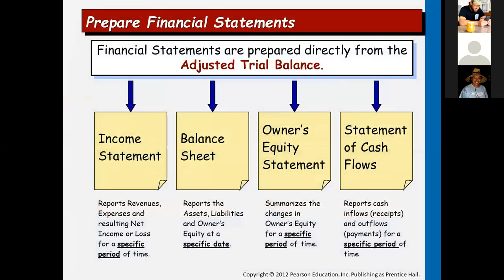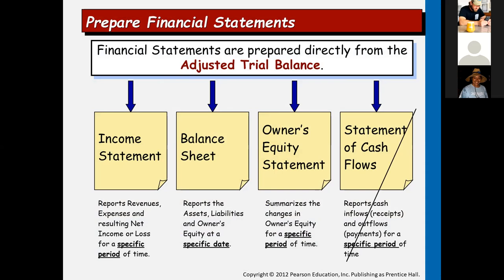So the financial statements are the reports that summarize everything that happened during the accounting period. You have the income statement, the balance sheet, the owner's equity statement, and the statement of cash flow. The income statement reports revenues minus expenses, resulting in net income or net loss for a specific period. The balance sheet shows the balance at the end of the period for assets, liabilities, and owner's or stockholders' equity at the end of the month. The owner's equity statement summarizes the changes in owner's equity during the period. And then the cash flow statement reports how much cash came in and how much cash went out during the period.